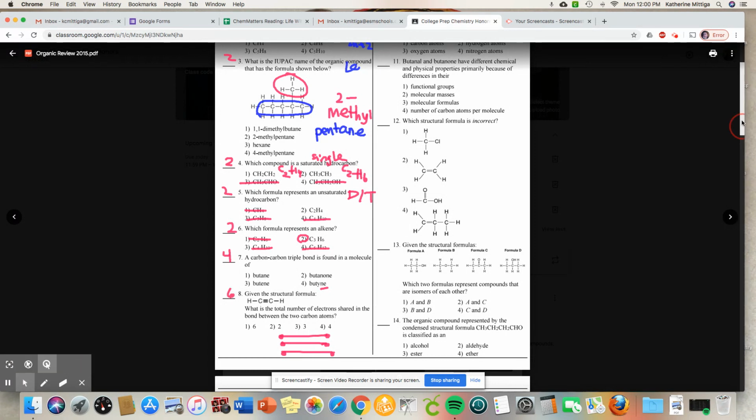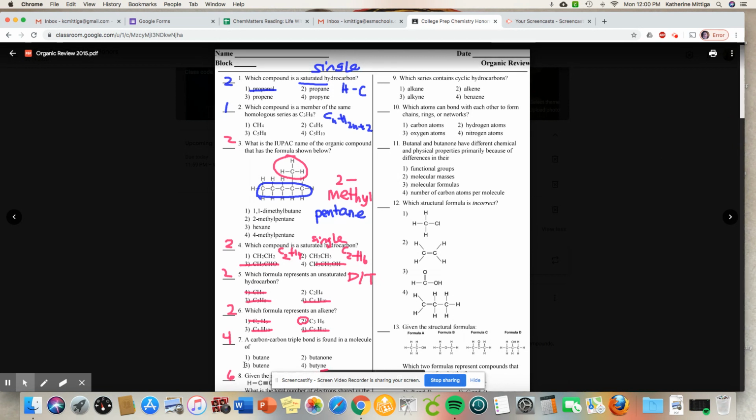How are we doing? Good? If not, go back, check the notes, email me if you have questions. Cyclic hydrocarbons, this is just a definition. This is benzene. Benzene looks like this, and every point is carbons. And then you do alternating double bonds. Super messy, I apologize.